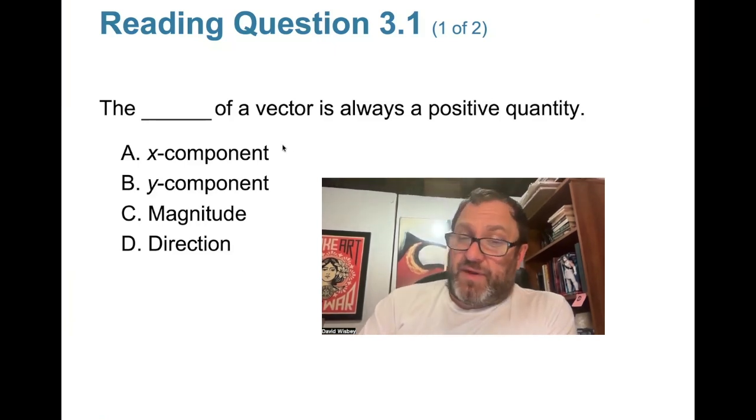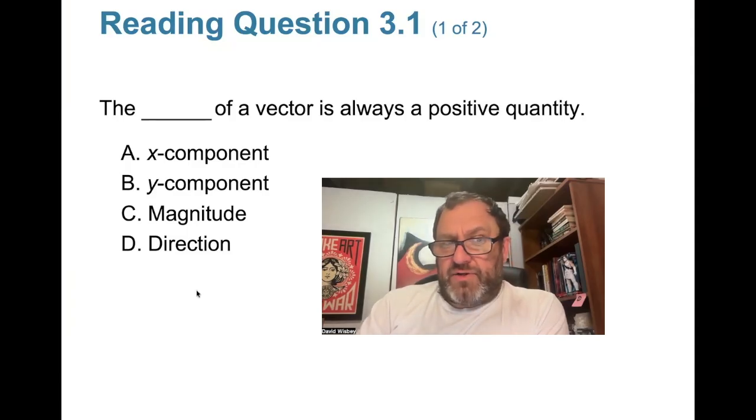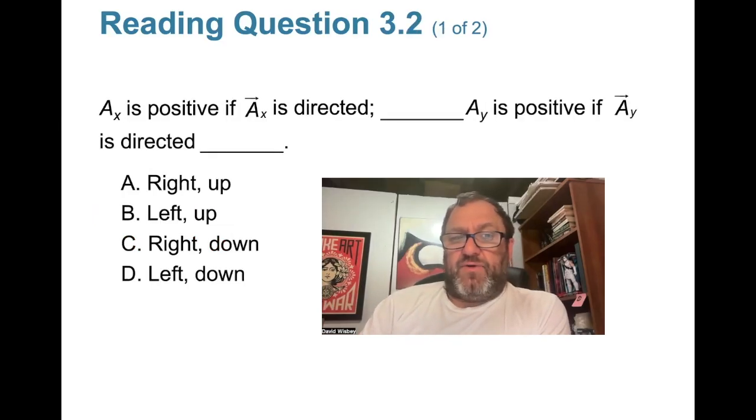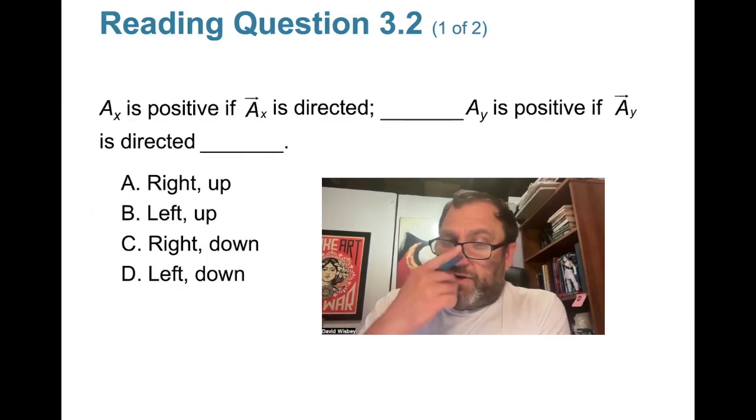The direction definitely can be negative. It can point in literally any direction. So magnitude, it's C. The answer is C because the length of the vector is always positive. You can't have a negative length. Because if a vector is negative, that just tells you what direction it's pointing in.